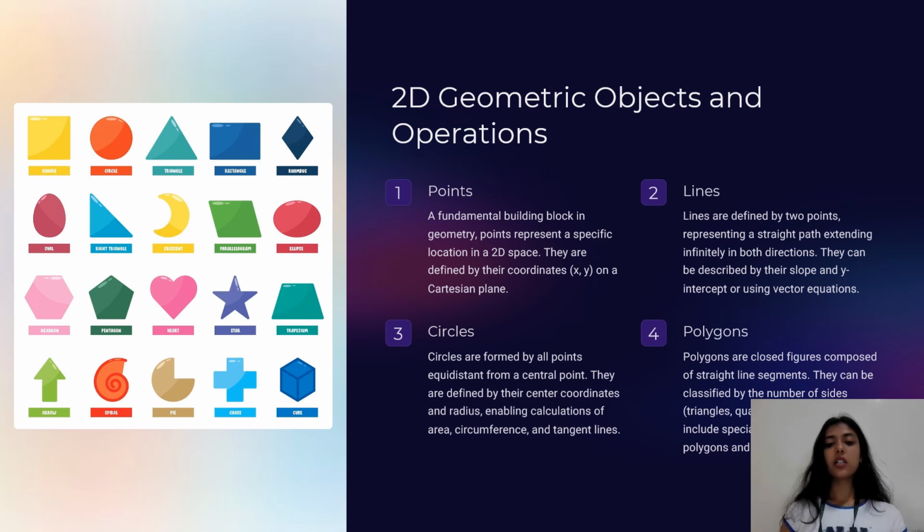Circles. Circles are formed by all points equidistant from a central point. They are defined by their center coordinates and radius, enabling calculations of area, circumference, and tangent lines. Polygons are closed figures composed of straight line segments. They can be classified by the number of sides, and include special vertices and edges.